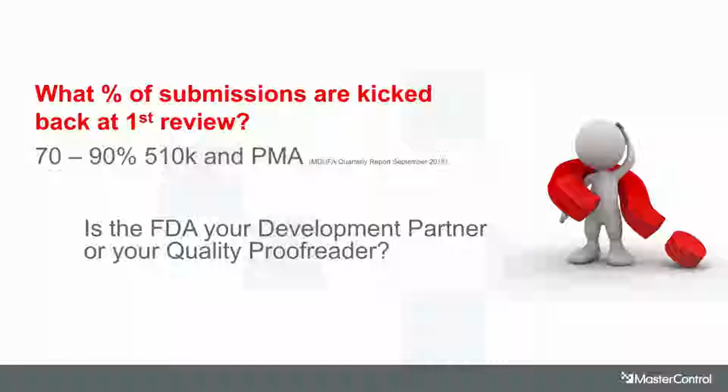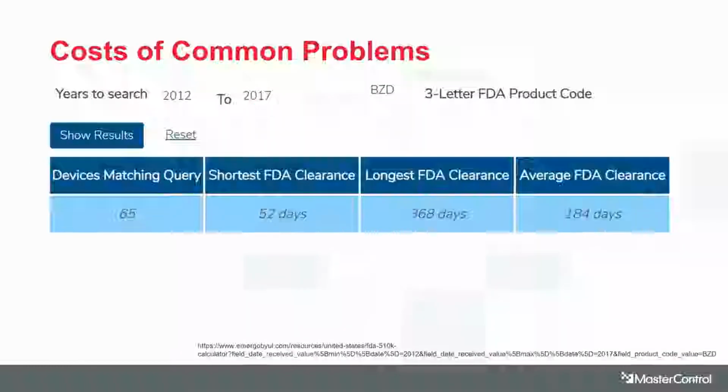This statistic should not be acceptable in our industry. This is pretty crazy, especially when we get into the cost of these problems in the organization. So this is from the Emergo Group. This is a report I ran off of their site. We talked about that 90 days to your average FDA clearance, class 2. That's just not the case. This shows you the reality.